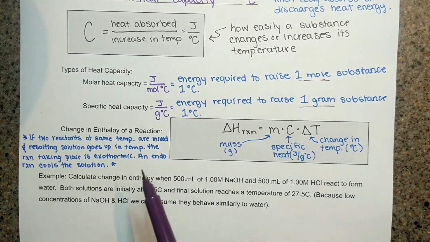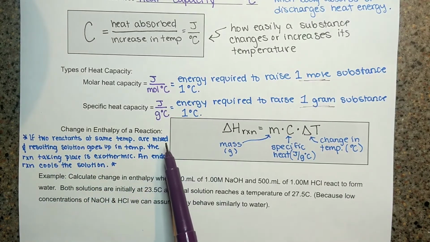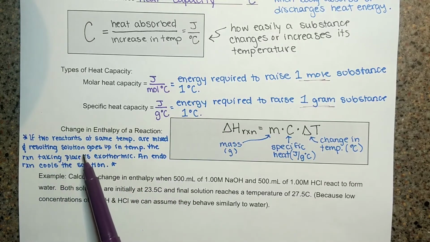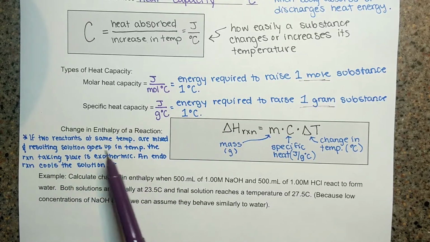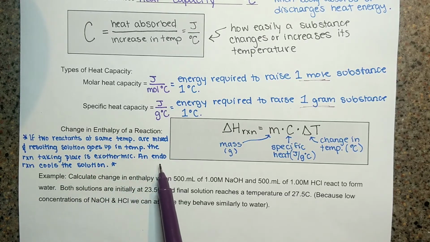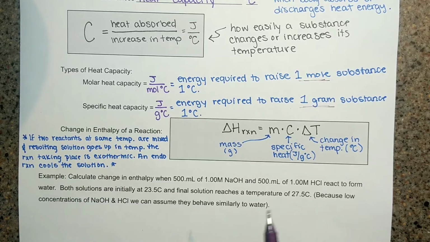So we're going to remember back that if two reactants are at the same temperature and they're mixed, so that's in our reaction vessel, and the resulting solution goes up in temperature, the reaction taking place is exothermic, so it's giving off heat. An endothermic reaction is going to cool the solution because it's going to pull in energy from the solution to the system.